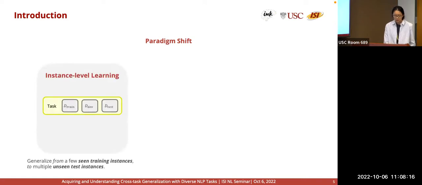What we've seen before commonly, I would like to refer to as instance level learning. Basically, you are given a task and you have a train set, development set, and test set, and you want to generalize from a few training examples to the unseen test examples.